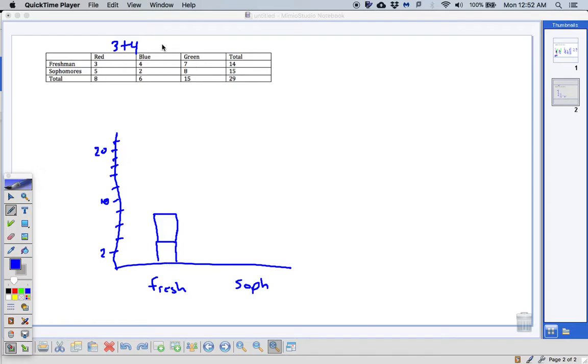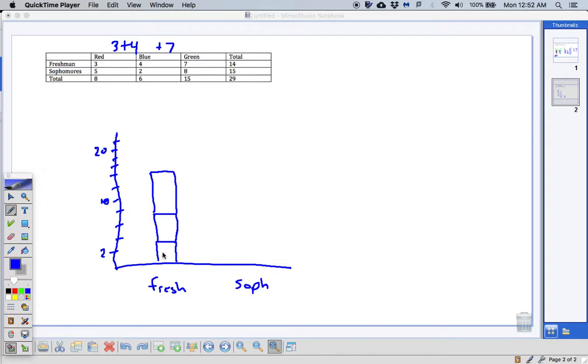Now we're going to add this on top. So we're going to add a 7. And 7 and 3 and 4 is 14. So now we've got to go up to 14, 10, 12, 14. And we're going to put that one right on top. So we have all 3 of them on top.